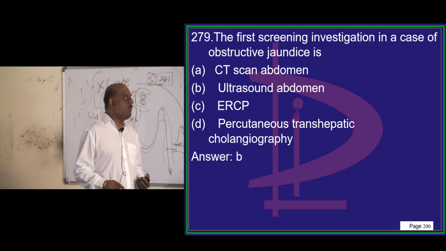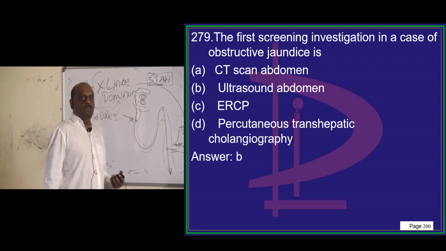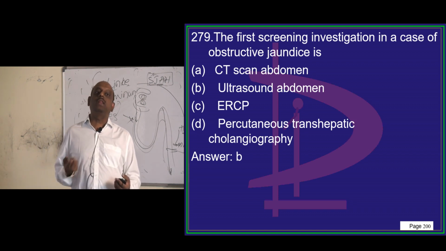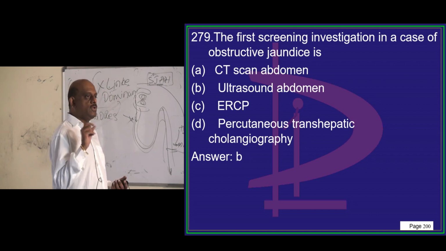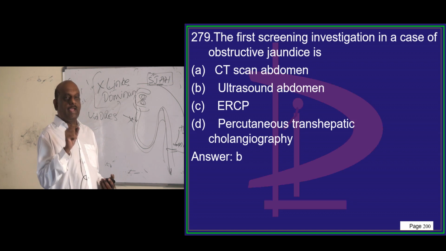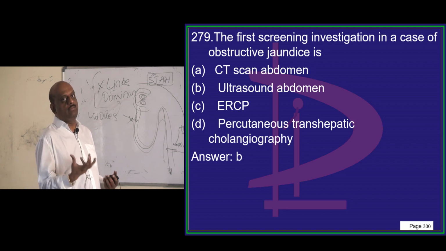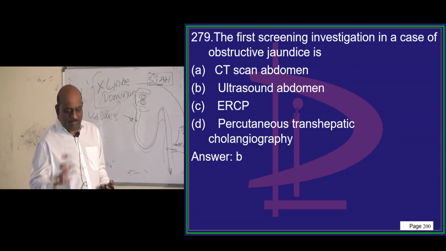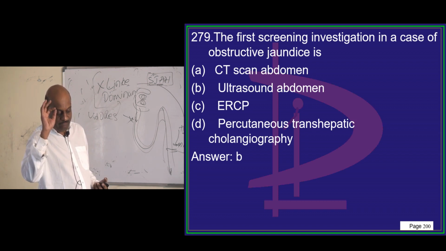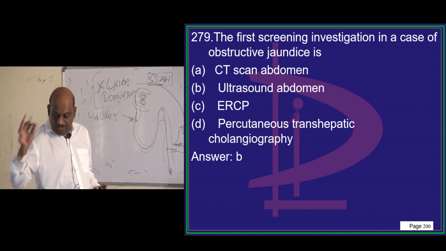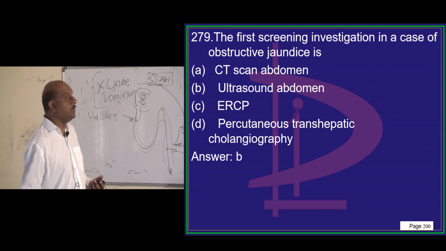In obstructive jaundice, what is the first screening test you want to do? Always in obstruction, what is the source of obstruction? Any stone in the bile duct. That can have an origin from the gallbladder. So for this reason ultrasound abdomen is the first best initial investigation, is what you have to remember.